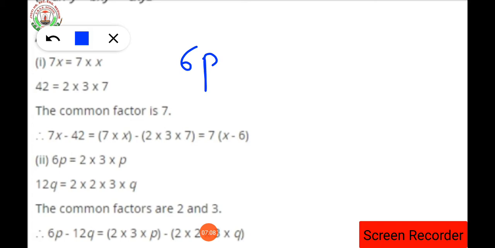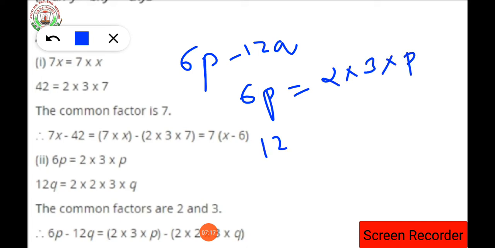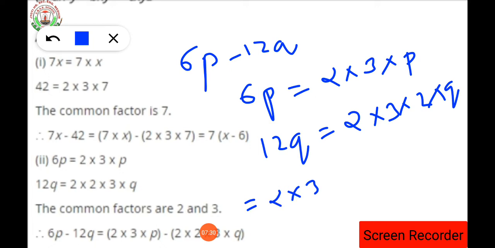Okay, if you want to do by the other method, I can explain you with this method also, that is 6p minus 12q. So what are the factors of 6p? That is 2 into 3 into p. And what are the factors of 12q? That is 2 into 3 into 2 into q. So these are the factors. What is common in these factors? In place of 6p we are going to write 2 into 3 into p, and in place of 12q we are going to write 2 into 3 into 2 into q.